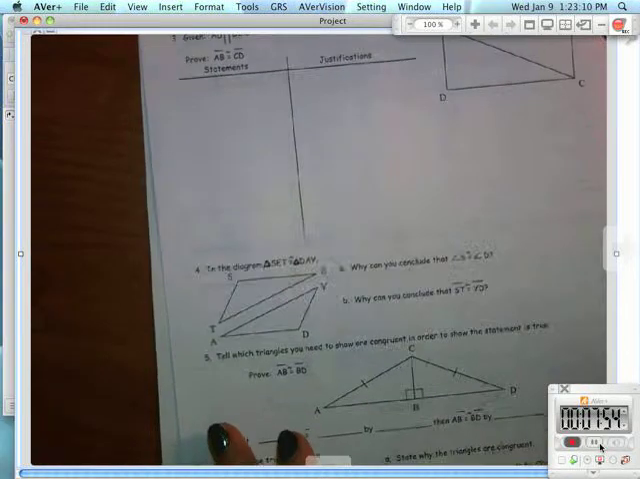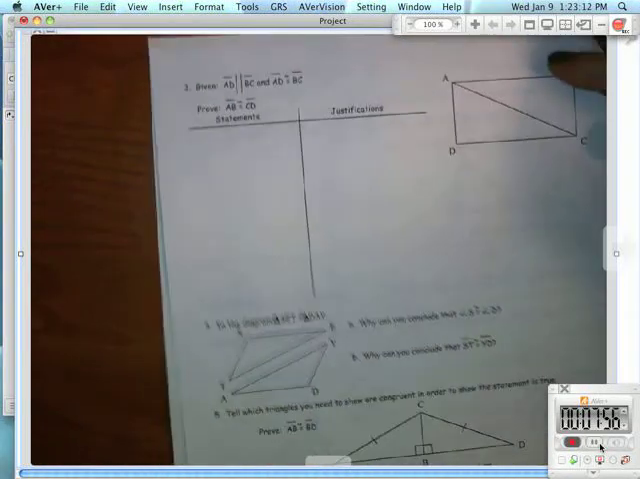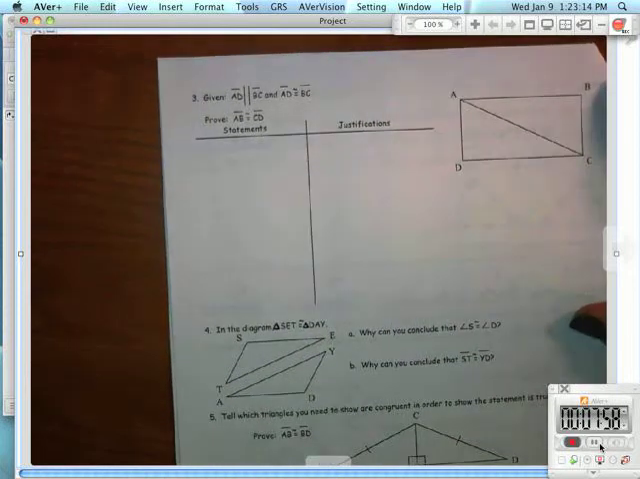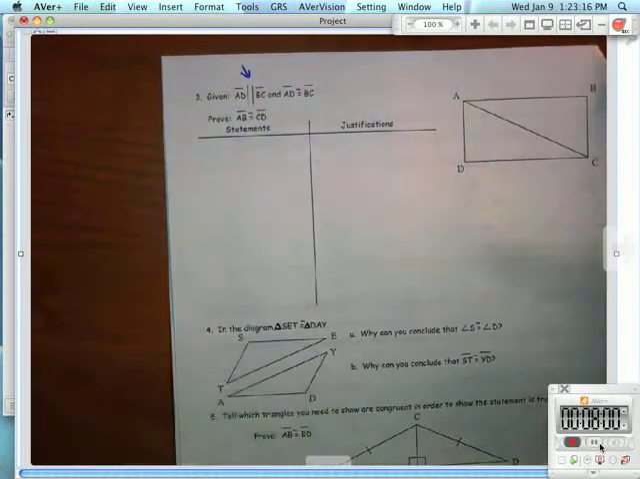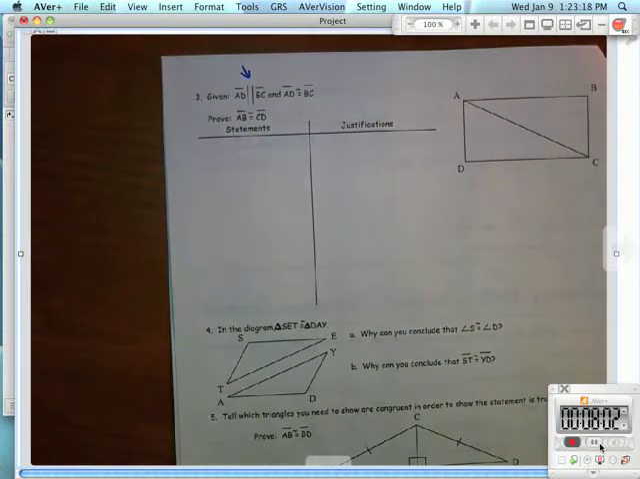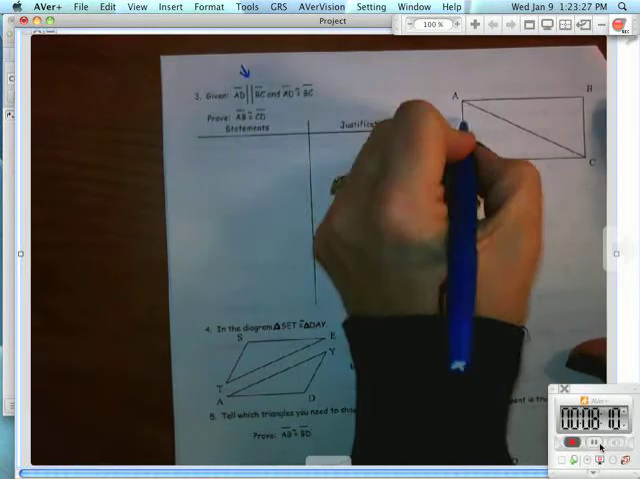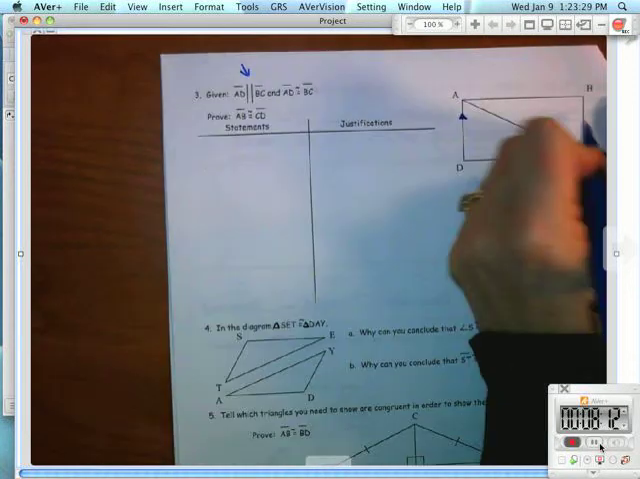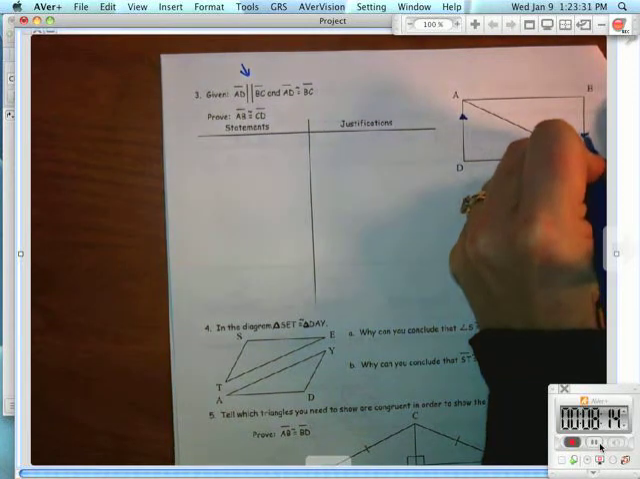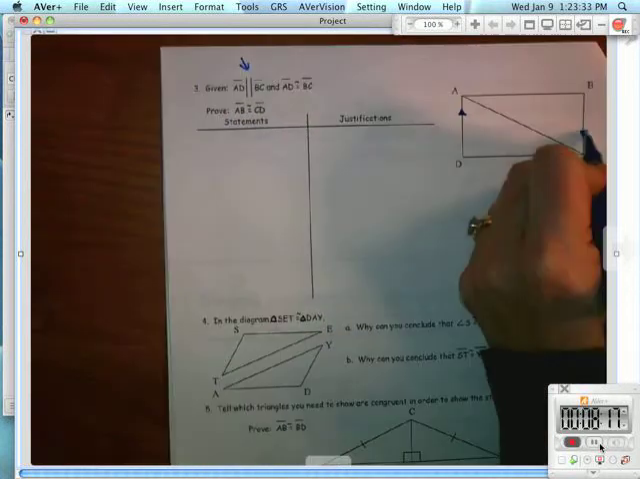Okay, here we go. Ladies and gentlemen, if we get parallel lines, we better believe we're going to be working with what kind of angles? Alternate interior angles. Segment AD is parallel to segment BC. I'm doing my little triangle thingies. Actually, I'll probably do it like this.